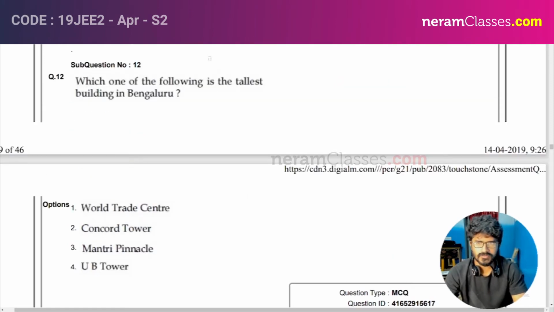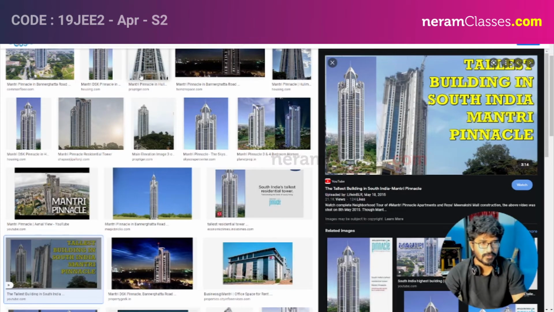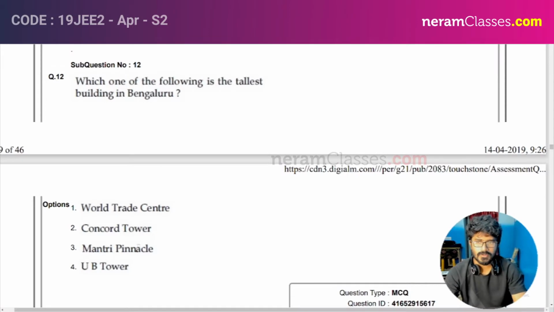Question number 12: which of the following is the tallest building in Bengaluru? World Trade Center, Concord Center, Mantri Pinnacle, UB Tower. The answer is Mantri Pinnacle, which is located in Bangalore. This is the tallest building in South India. So the answer for this question is Mantri Pinnacle, option 3.